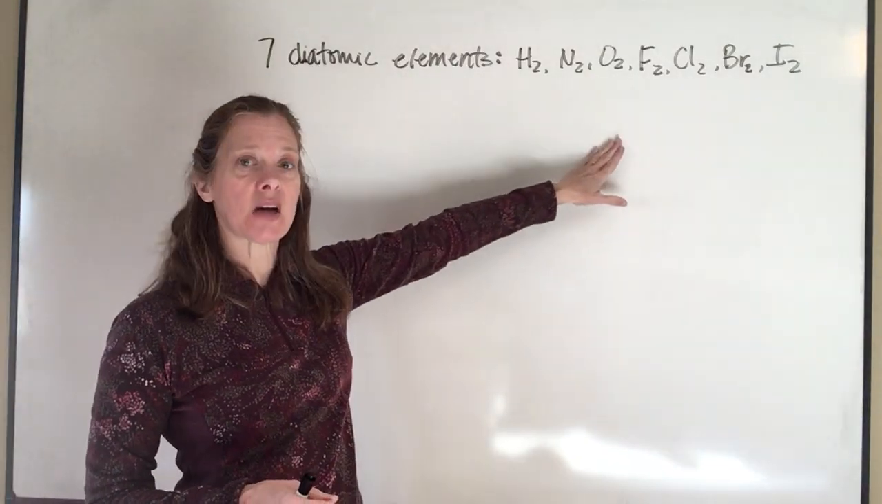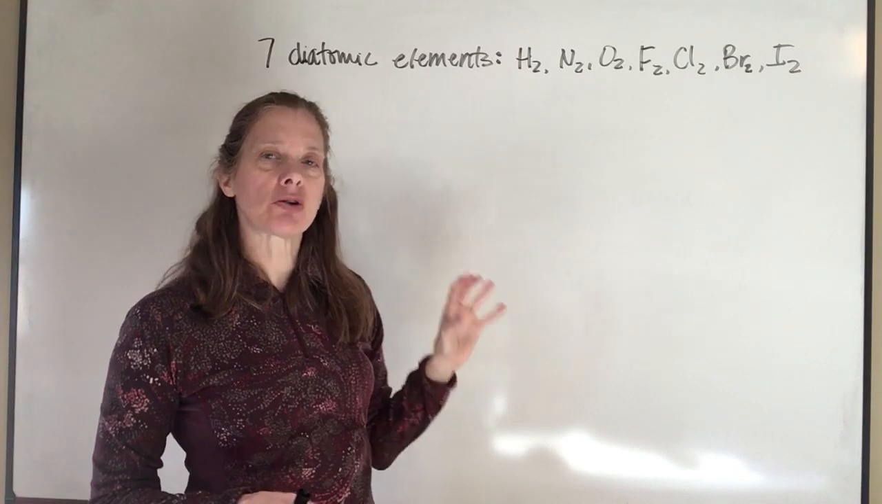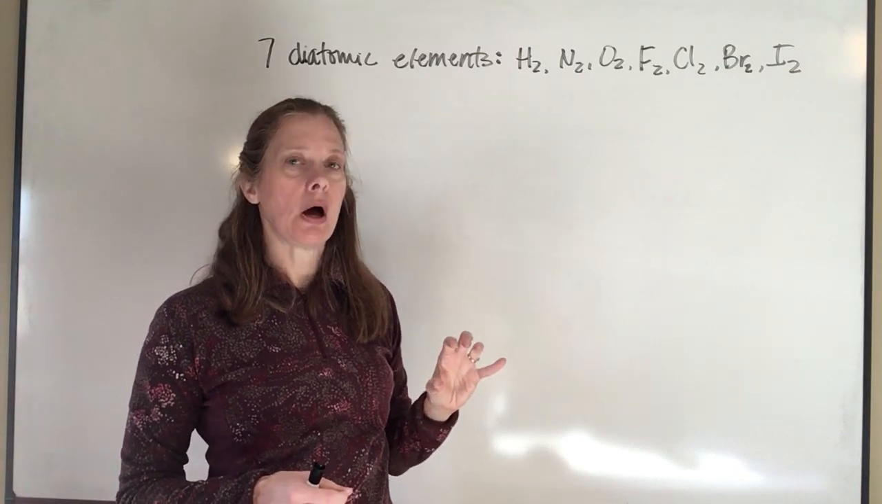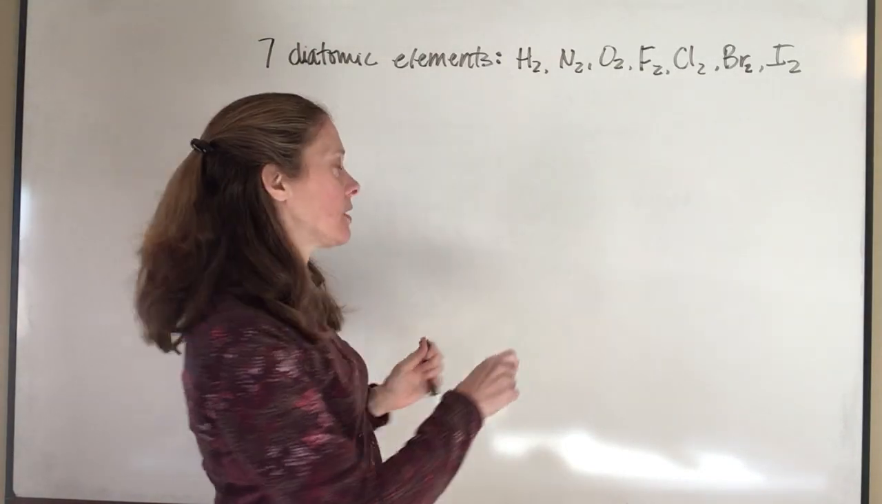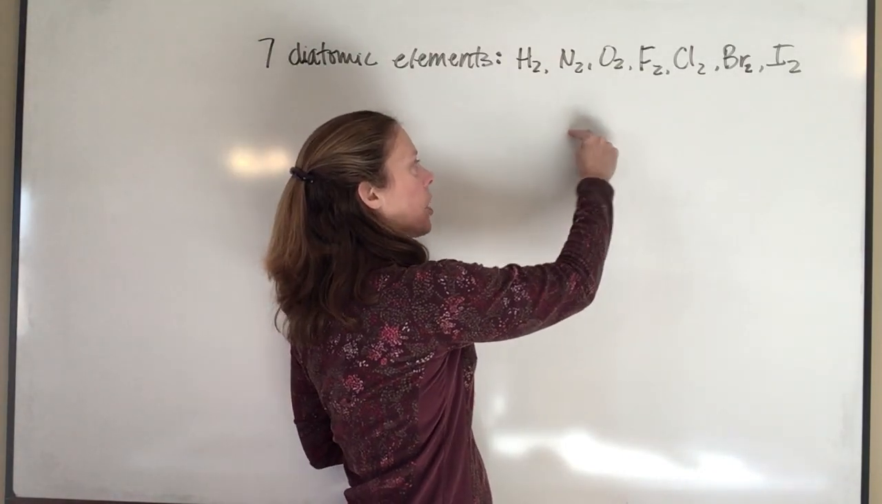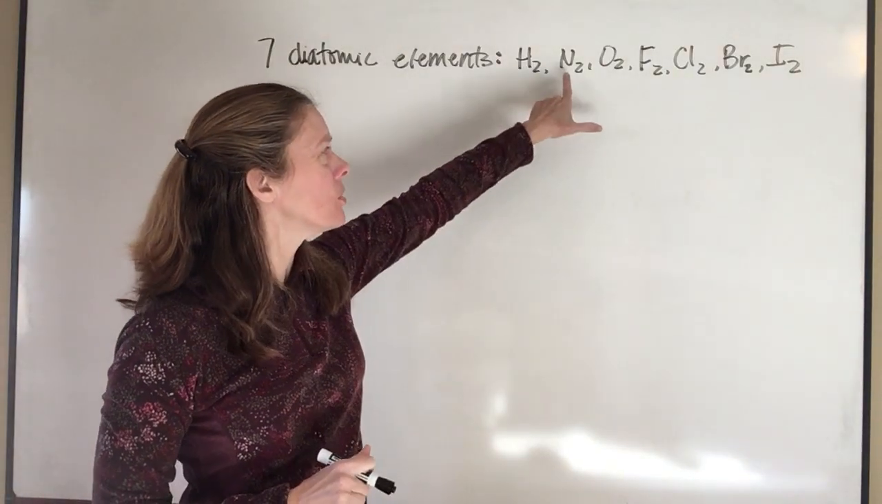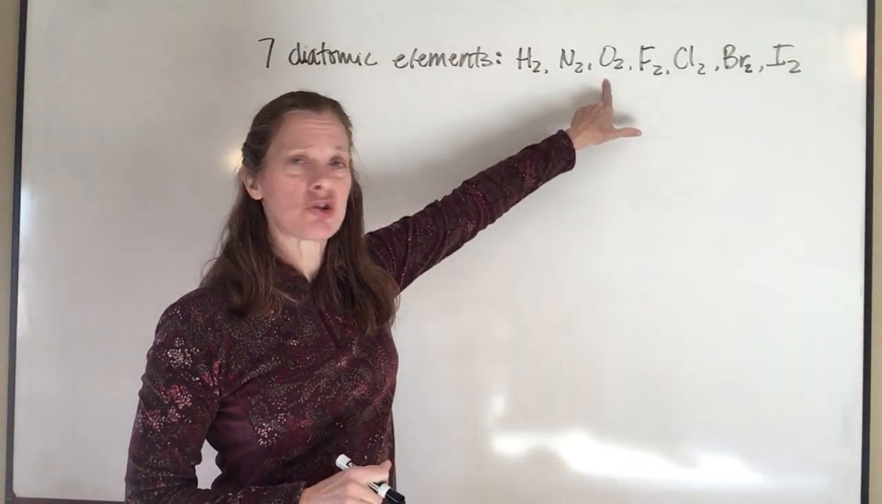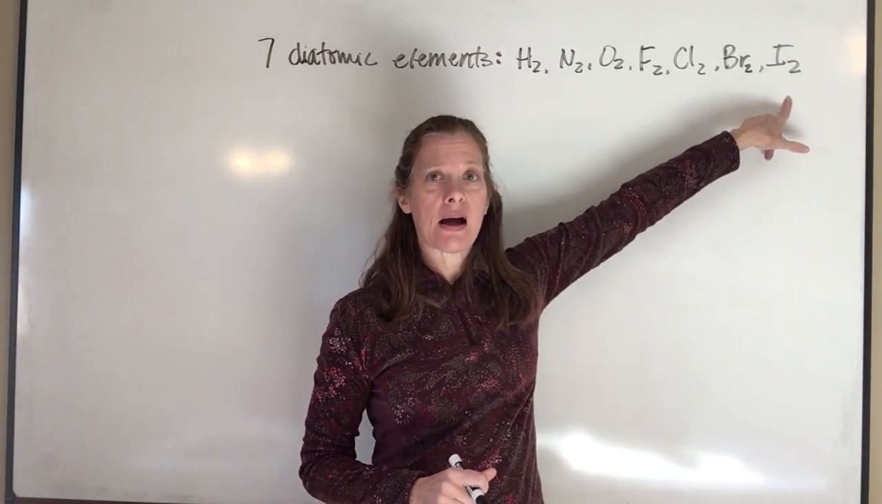Those 7 diatomic elements are hydrogen, and then if you actually look on the periodic table, you'll see that these others are all right next to each other on the periodic table. They go across and then they go down, so they're all grouped together. So nitrogen, oxygen, fluorine, chlorine, bromine, and iodine.